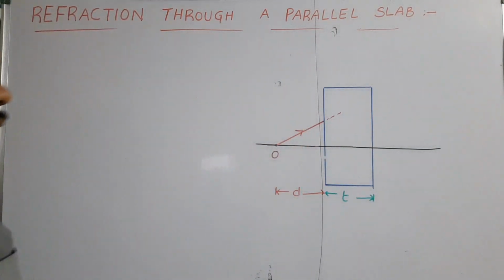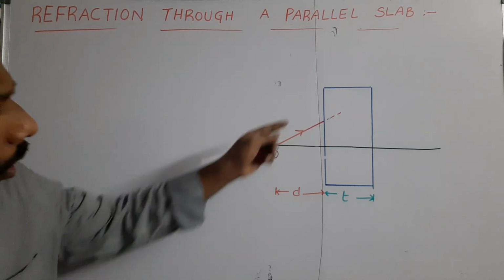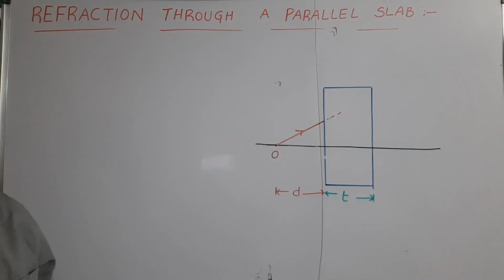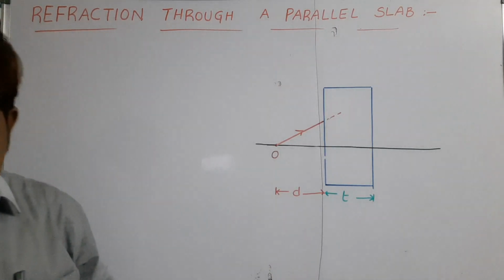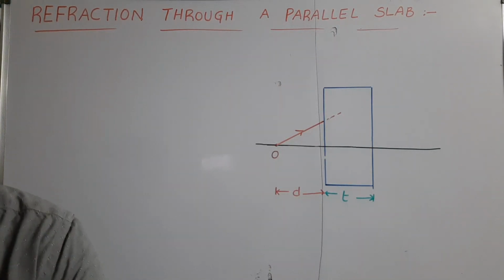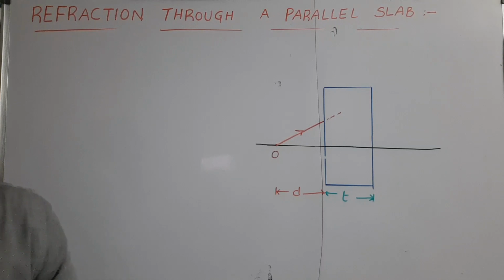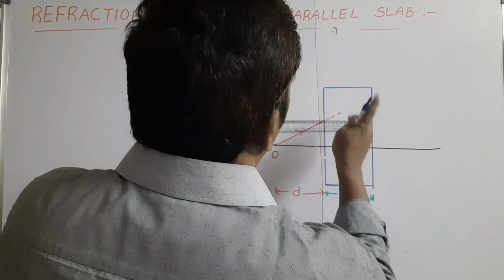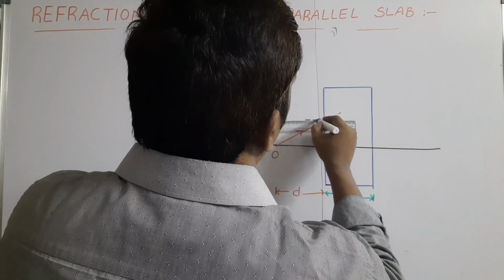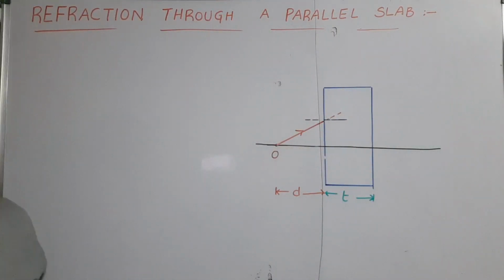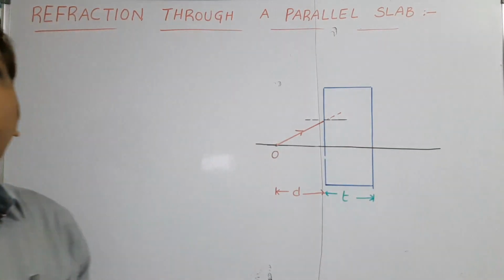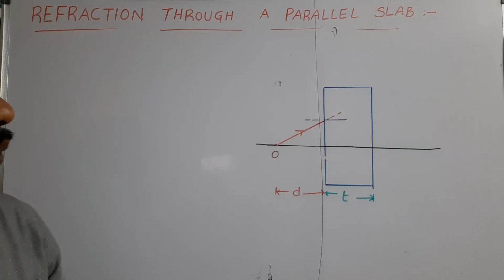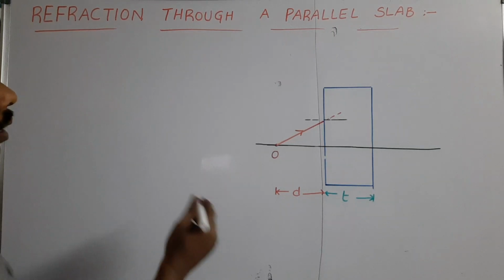Here what happened? The light ray is first incident on the first surface of the glass slab. It refracts into the glass slab. To draw the refracted ray, first we should draw the normal. Here this is the normal. The light ray travels from the rarer medium to the denser medium, so it bends toward the normal. When a light ray travels from one medium to another, it changes its path due to the change in speed.